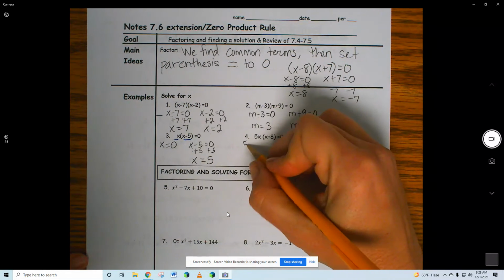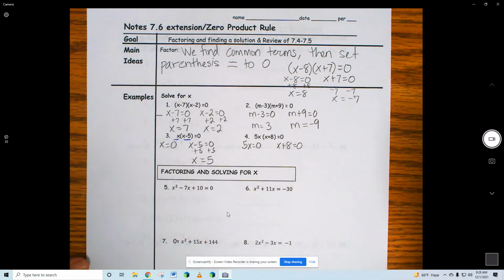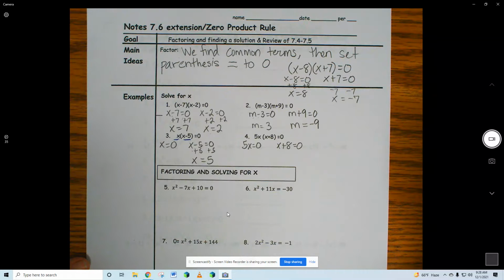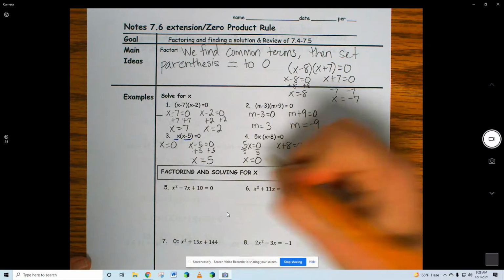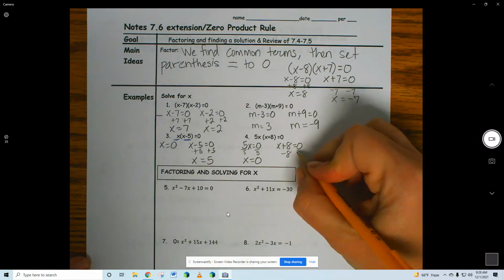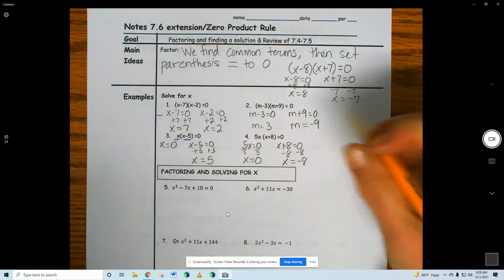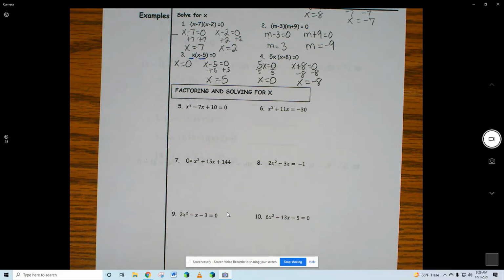Number 4, 5x times x plus 8 equals 0. Set each one equal to 0. So the math, I would divide by 5, but still, 0 divided by 5 is still 0. Then I subtract 8 on this end, x equals negative 8. Now, we have to factor first.